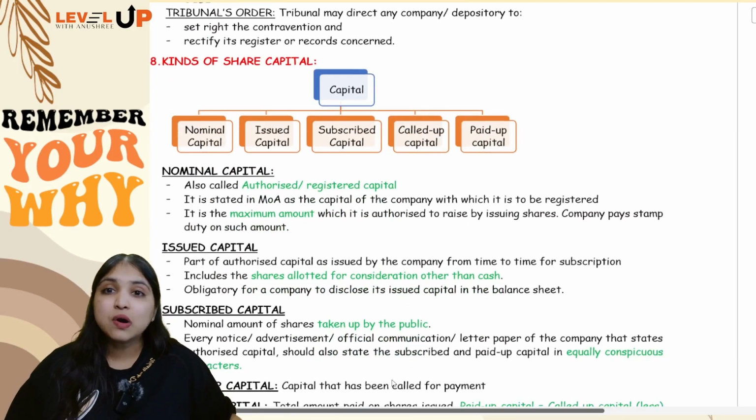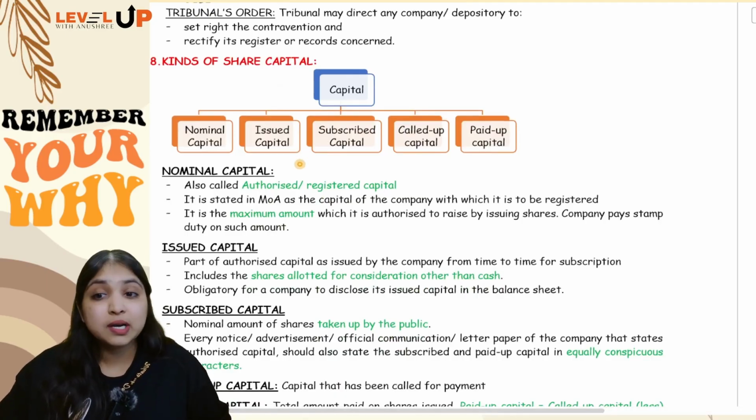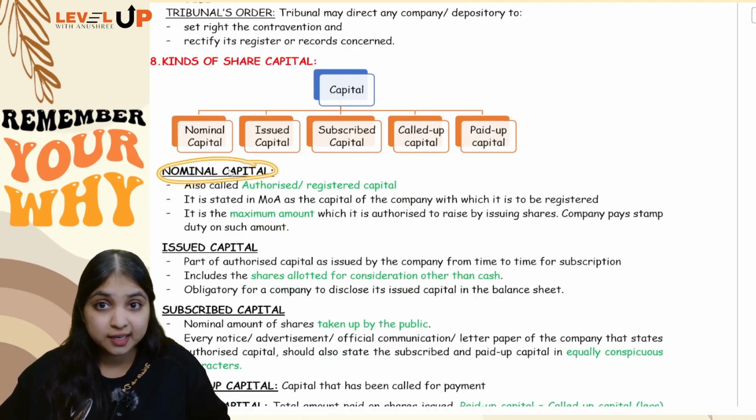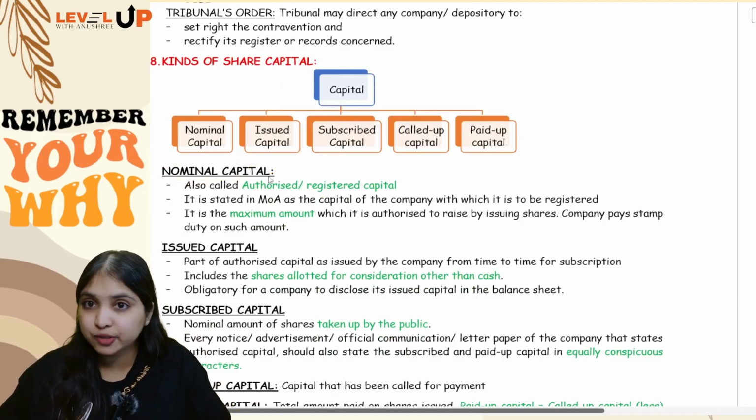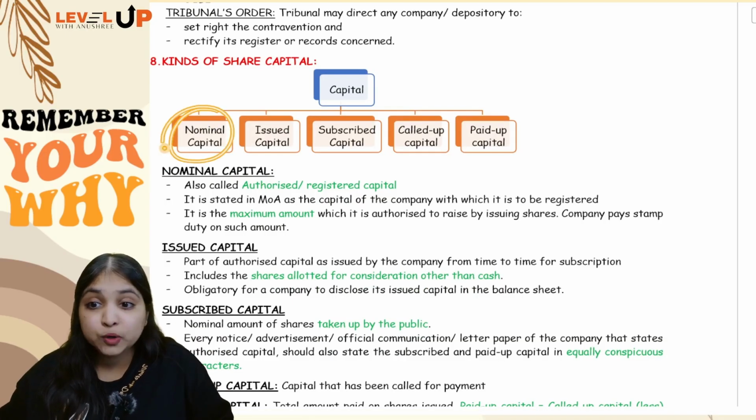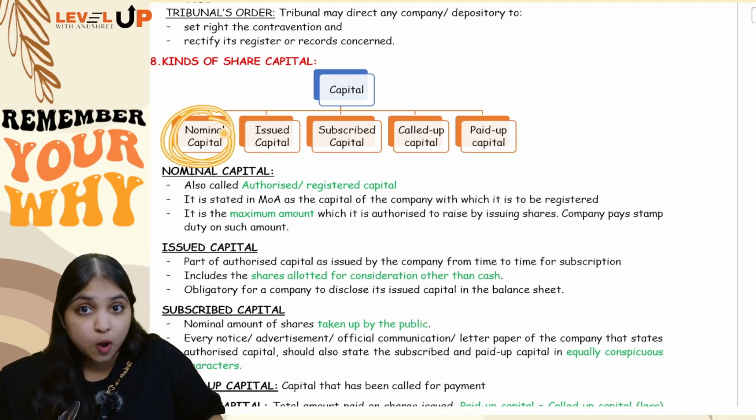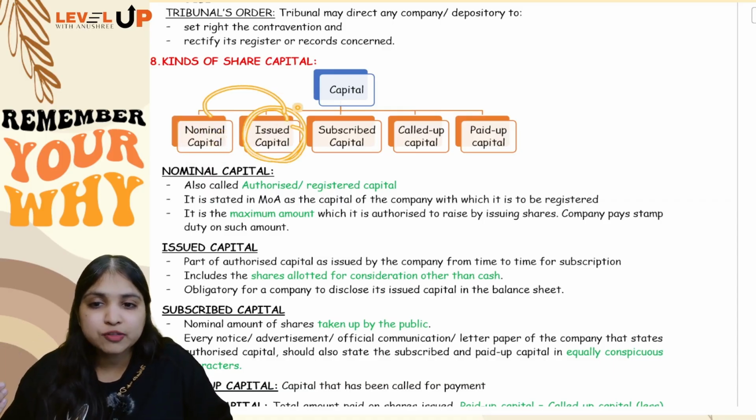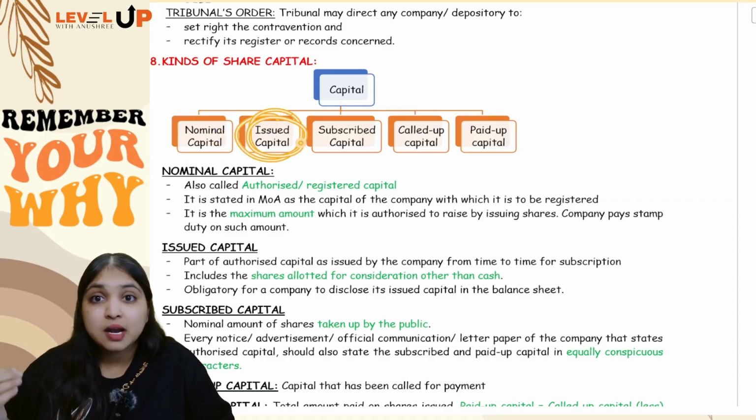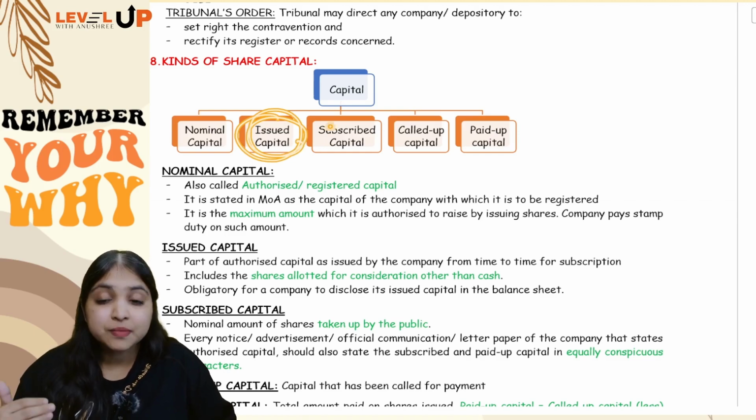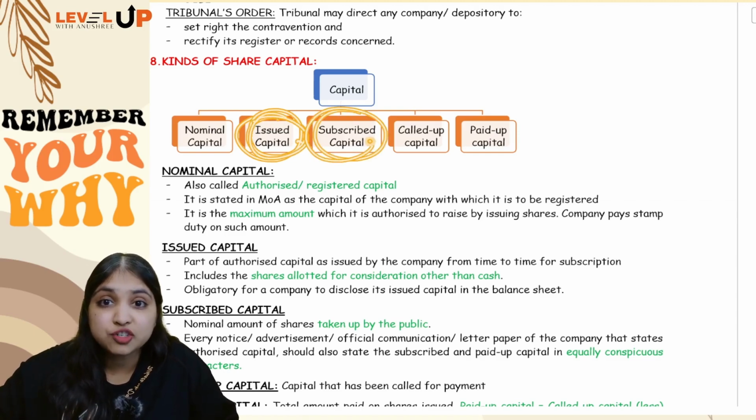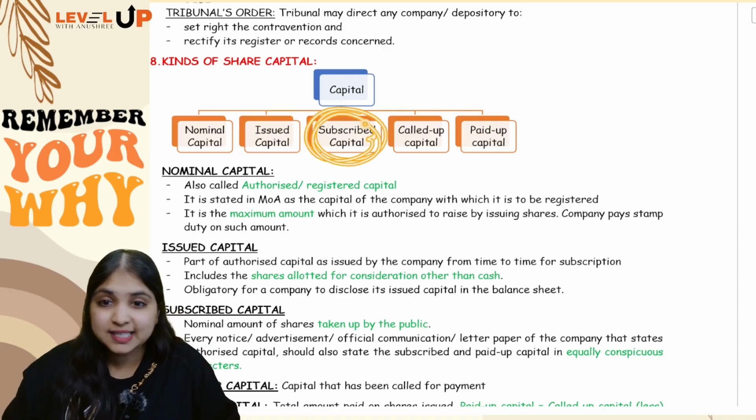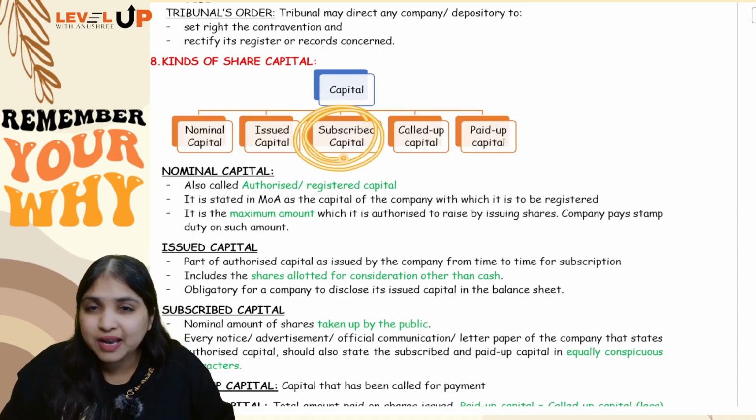Okay. Now coming to the different kinds of capital, we learned that nominal capital, also called as authorized capital, is a maximum amount of capital which the company can have. Its stamp duty and all is paid on the basis of this nominal capital only at the time of incorporation. Issued capital is out of the nominal capital, how many shares company has issued for subscription. Out of issued capital, how many shares have been subscribed for is subscribed capital. This is the main amount of capital we discussed.